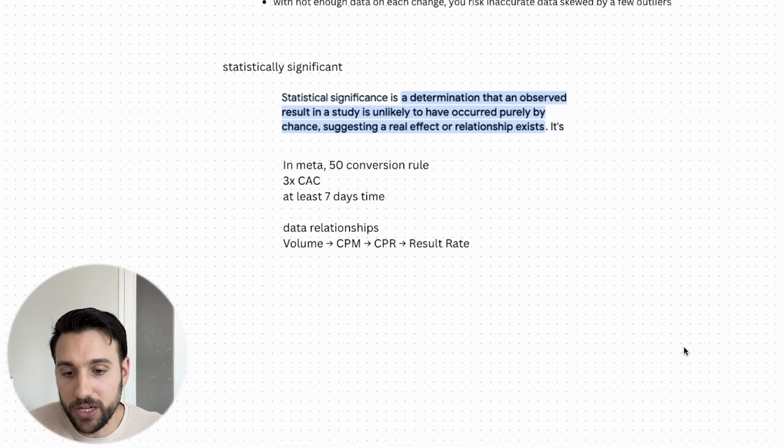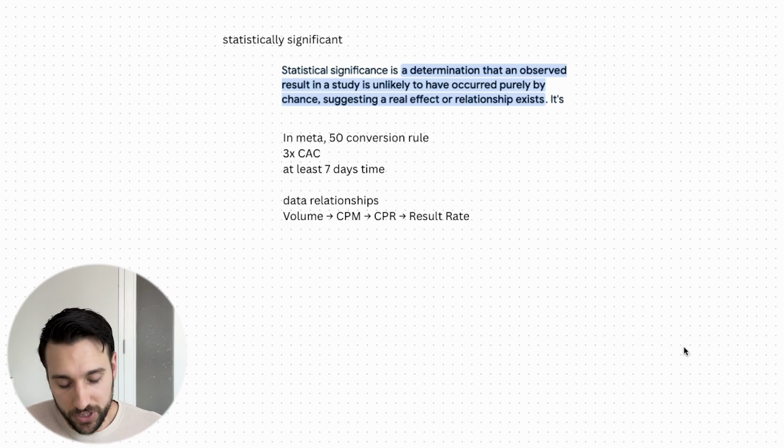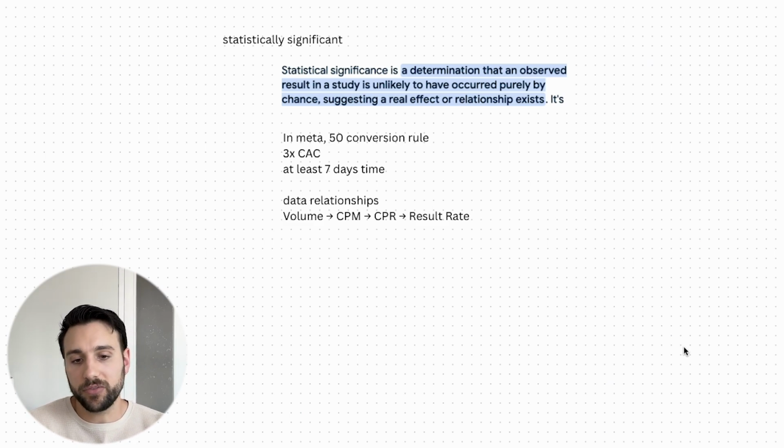And then you want to look at data relationships. You want to look at how volume relates to CPM, relates to cost per result, and then relates to result rate. An example of this: if you have a high CPM, but a low cost per result and a high result rate, then you probably have a winning ad or a winning campaign.